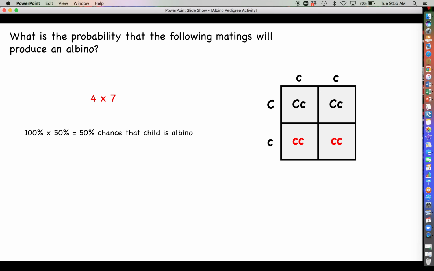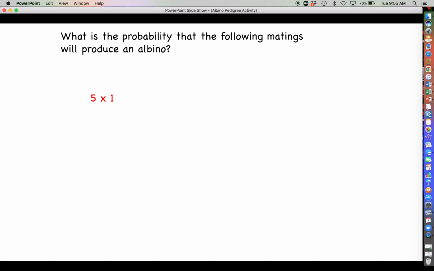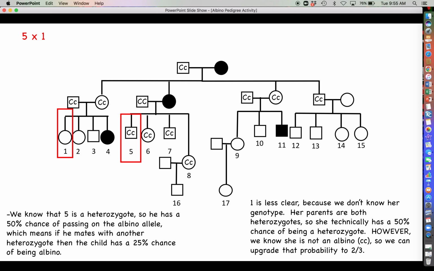Okay, so that was a pretty easy one, so let's move on to one that's a little bit more challenging. This time we are going to mate individual number 5 with individual number 1. We can see that individual number 5 is a heterozygote, so just like we saw before, he has a 50% chance of passing on the albino allele, the little c allele, which means that if he mates with another heterozygote, then that probability would technically be 25%.